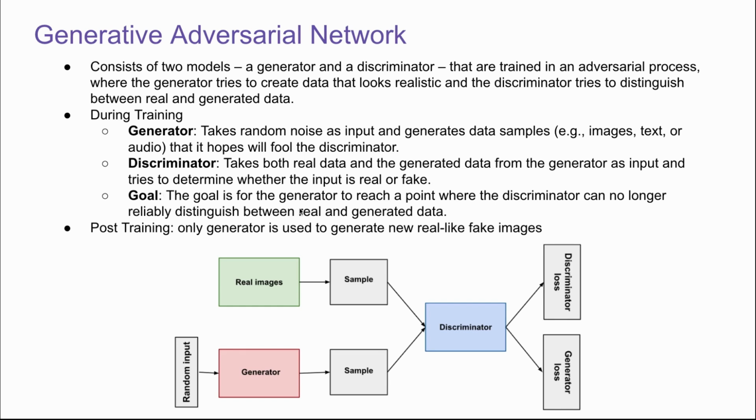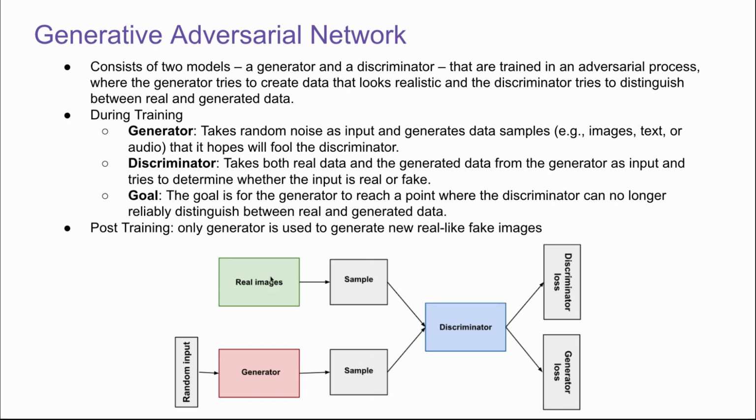So the goal is for the generator to reach a point where the discriminator can no longer reliably distinguish between real and generated data. That's the point where you can use the generator to generate new real-like fake images. So post-training, we only use the generator to generate images. So this is a really simple graph of how GAN works. We have random noise we pass into the generator and it's going to generate a fake sample.